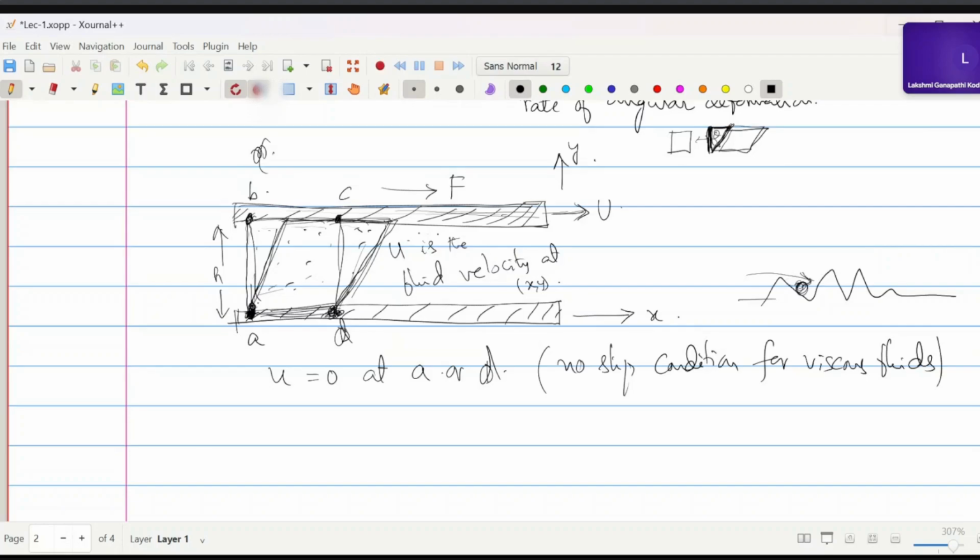Experiments suggest that the force that you apply is proportional to the area of the plate, A, where A is the area of the plate.